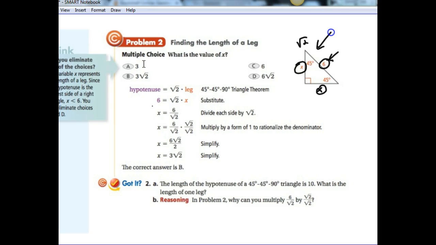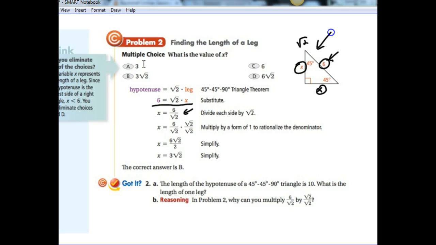So that's where they're getting this right here, that 6 is equal to the square root of 2 times x. It's always the leg times the square root of 2 equals the hypotenuse. So if I divide both sides by the square root of 2, which is this step right here, of course I can't leave a radical in the denominator, so I end up multiplying by the square root of 2 over the square root of 2.